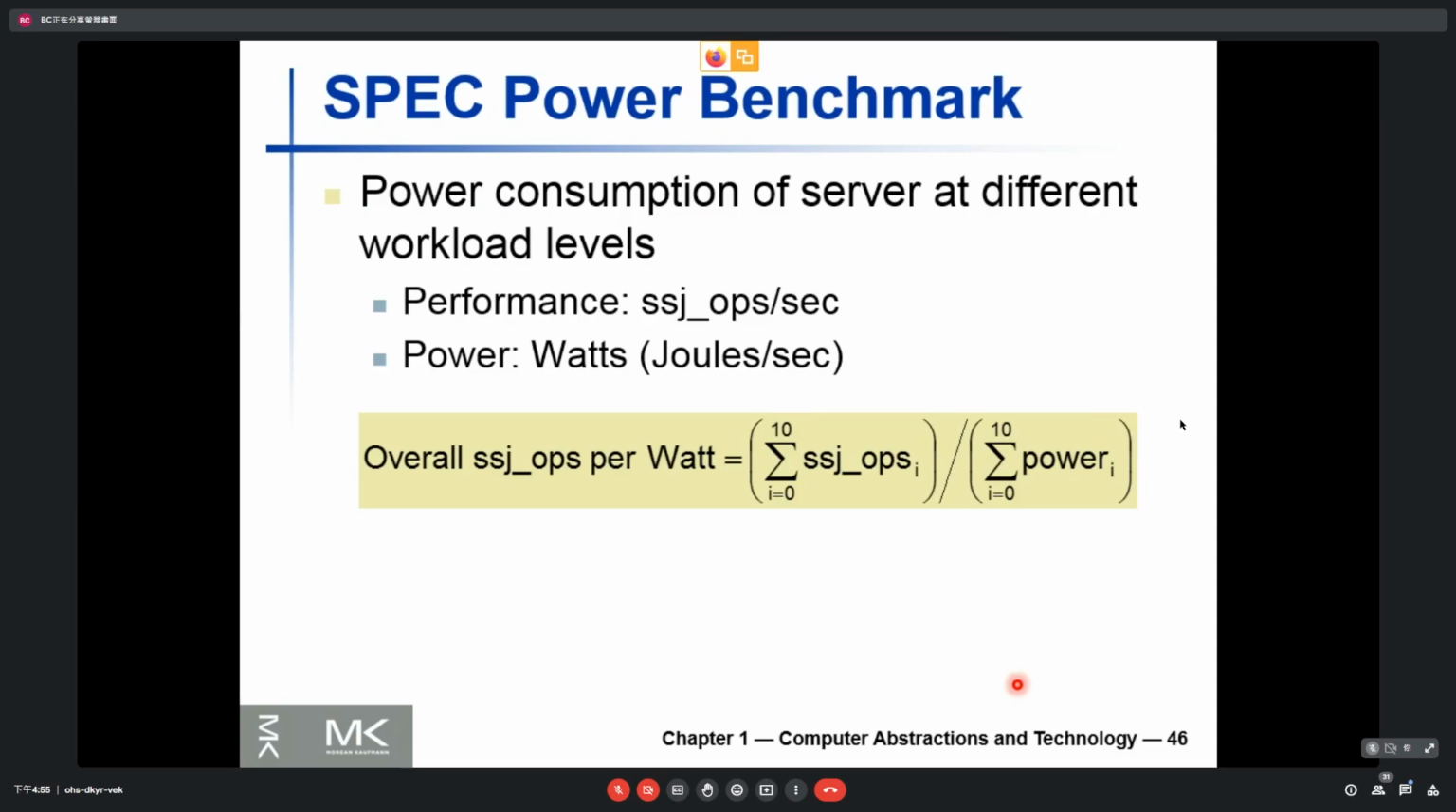Right, there are other ways of evaluating performance. Again, when you are discussing performance with your friends or your colleagues, make sure you know the definition of the performance. So there are different ways of evaluating performance. This is a good example. In this case, what we are looking at is called overall server-side Java operations per watt. 这个通常叫做 power efficiency or energy efficiency.